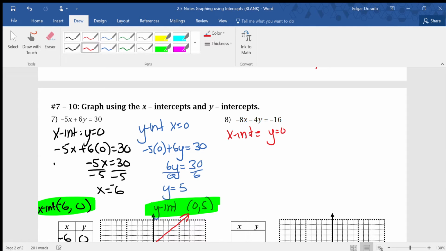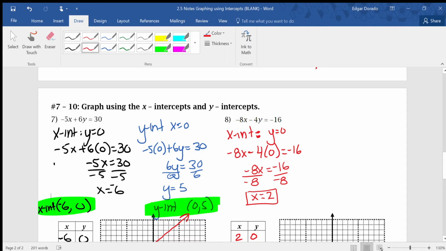All right, so y equals 0, so let's do that. Negative 8x minus 4 times 0 equals negative 16. Well, negative 4 times 0 is just 0, so I really get negative 8x equals negative 16. Divided by negative 8, I get x equals 2. So my x-intercept is really (2, 0). All right.